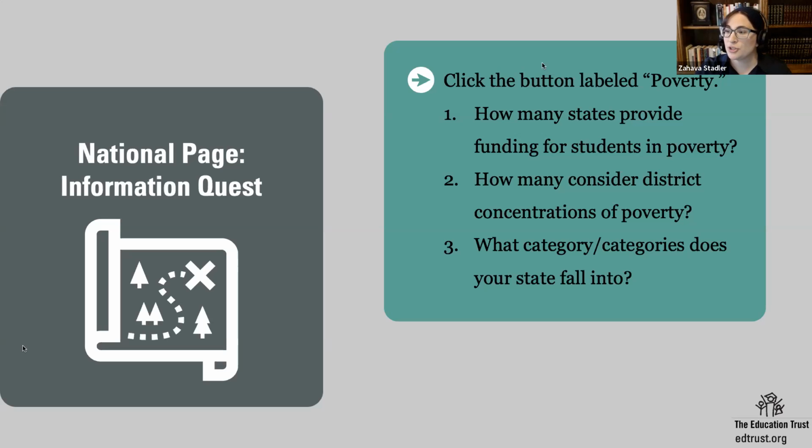And what I'd like you to do is look at what category your coverage state falls into, and chat the answer specifically to question 3 with the name of the state that you're looking at. So if you're from Arizona, you'd be answering the question, does Arizona provide funding for students in poverty, or based on district concentrations of poverty, or both?